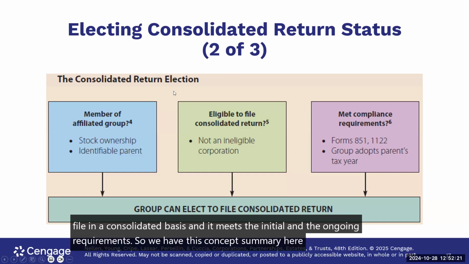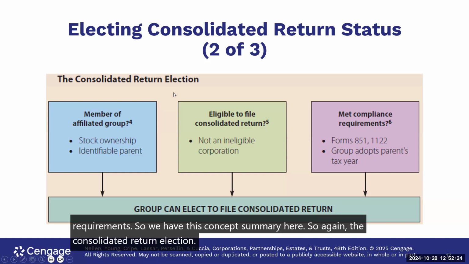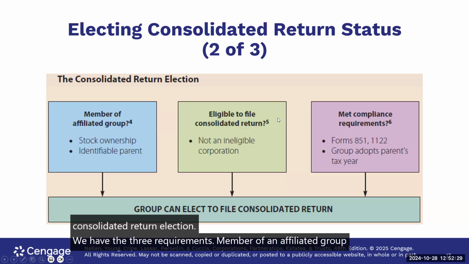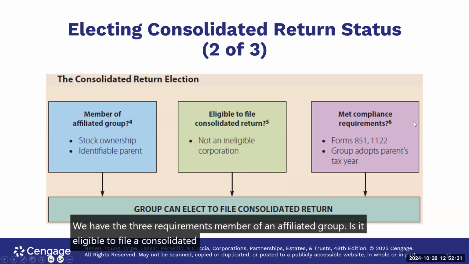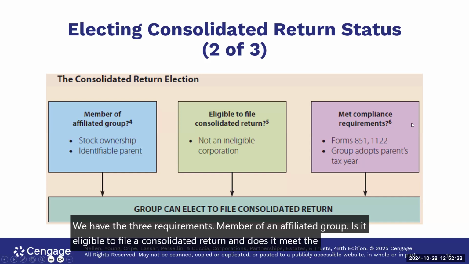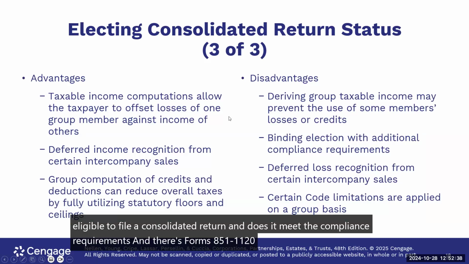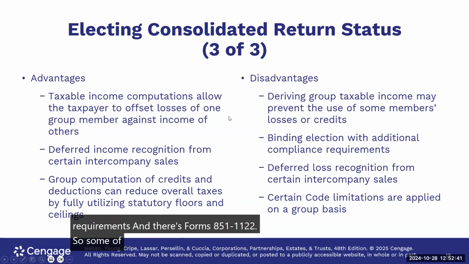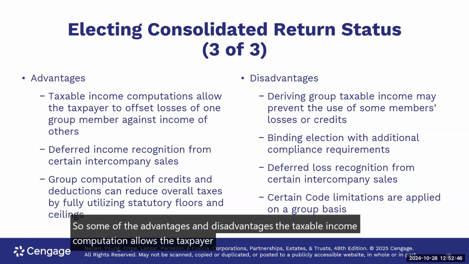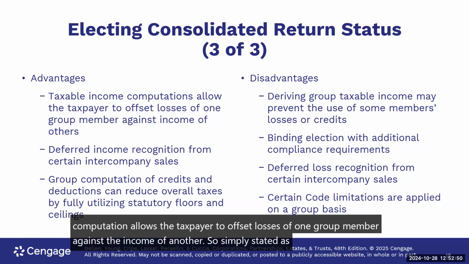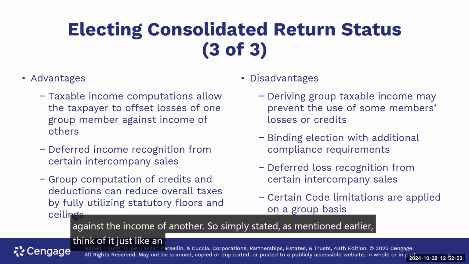So again, the consolidated return election, we have the 3 requirements. Member of an affiliated group, is it eligible to file a consolidated return? And does it meet the compliance requirements? And there are forms 851, 1122. So some of the advantages and disadvantages: the taxable income computation allows a taxpayer to offset losses of one group member against the income of another. So simply stated, as mentioned earlier, think of it just like individual taxation. The income can be offset by the loss.